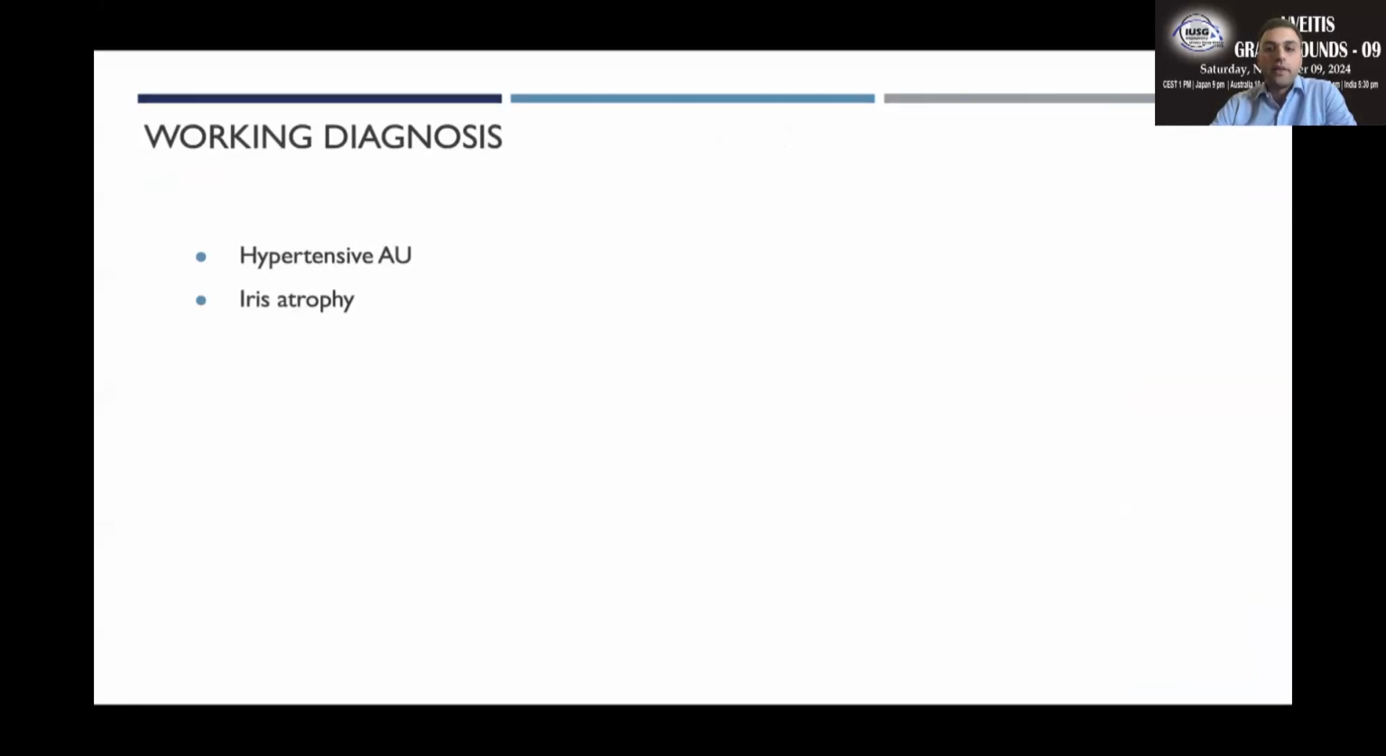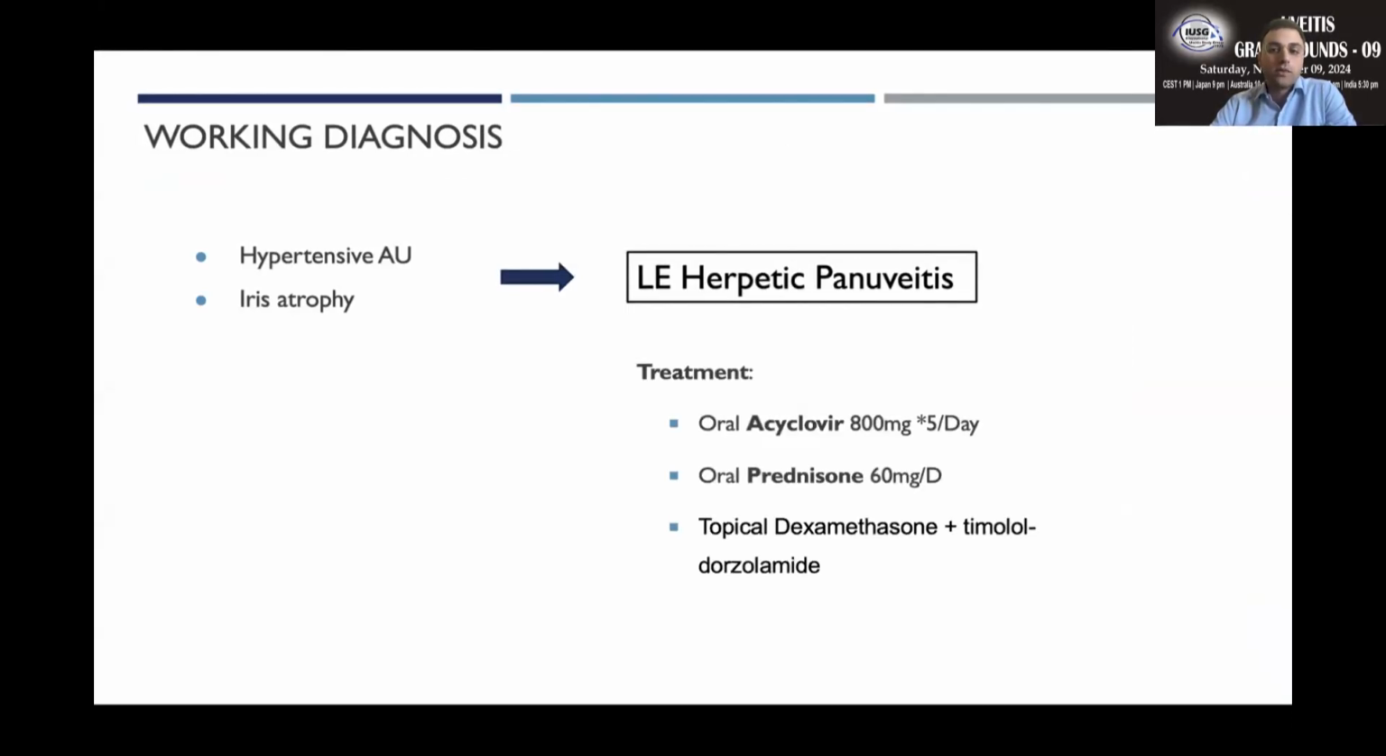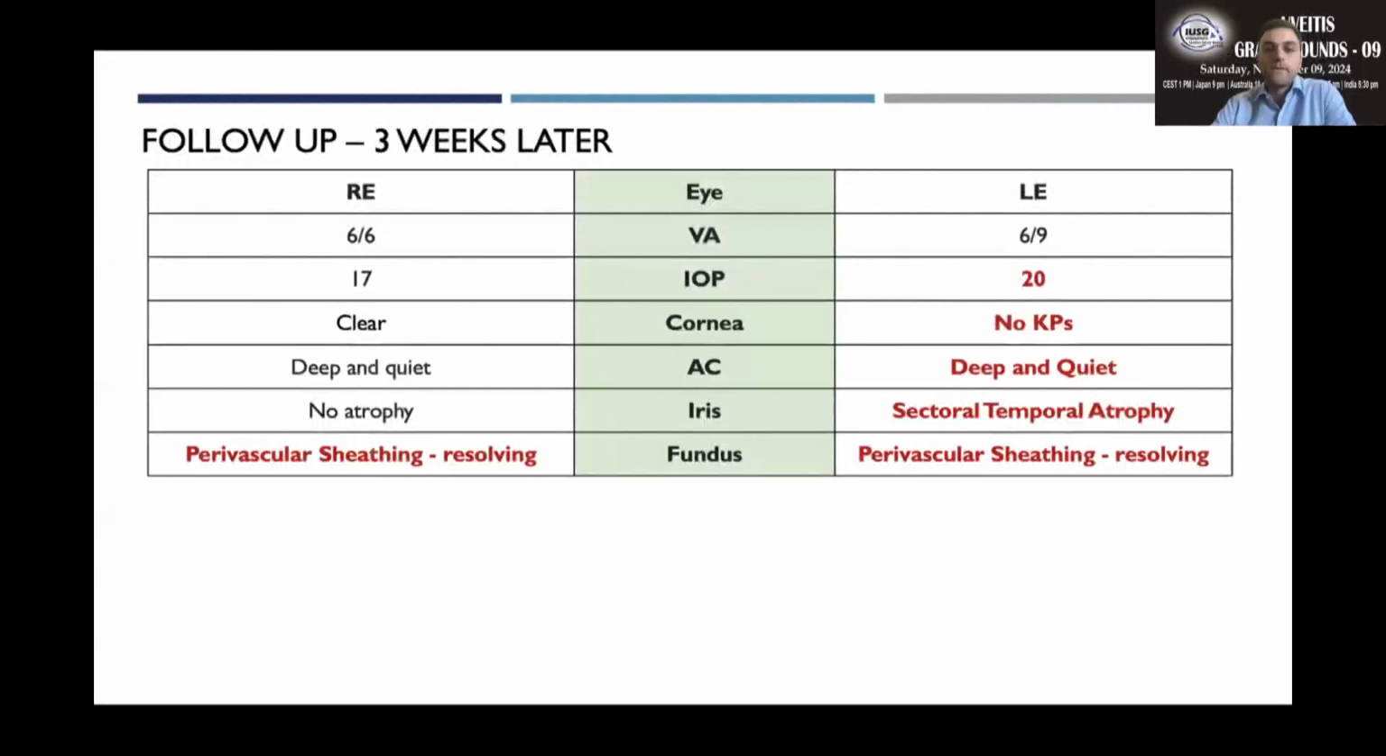So based on the findings of hypertensive anterior uveitis and iris atrophy, herpetic panuveitis was strongly considered, and consequently we decided to initiate antiviral treatment with systemic acyclovir along with systemic steroids. And additionally, we continued the use of topical steroids and timolol dorzolamide to manage the intraocular pressure.